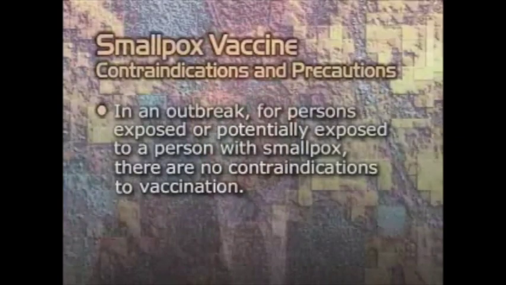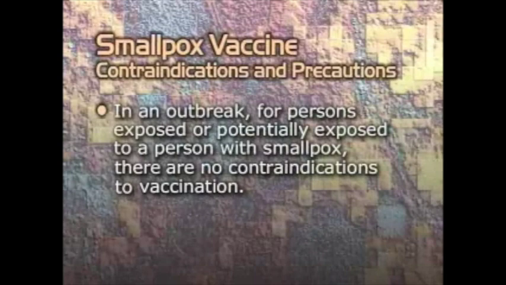In this segment of the program, we will discuss contraindications and precautions to the administration of smallpox vaccine. These contraindications and precautions are applicable for situations of non-emergency use of smallpox vaccine. In an outbreak, for persons exposed or potentially exposed to a person with smallpox, there are no contraindications to vaccination.